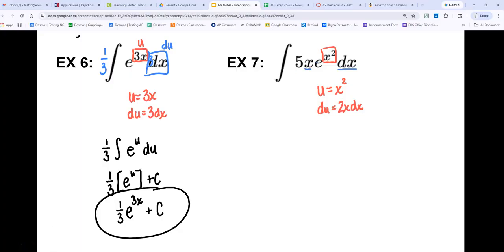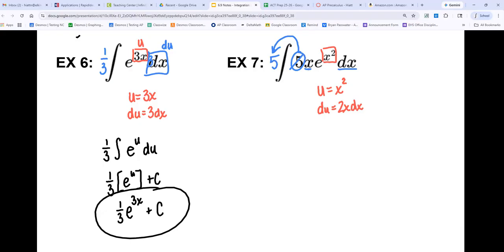I got a dx, I got the x that I need. I've got a 5. I need a 2, right? Everything has to match perfectly. The way I like to deal with this is I just take this 5 and I put it out here. Let's get rid of the 5 here. Put it outside, right? Now I've just got x dx, right?